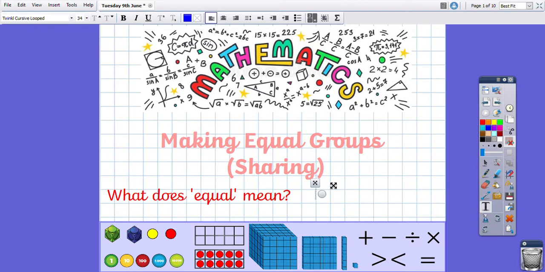Okay, so it means when things are the same size. If you've got groups that have all got the same thing, buildings that are all the same height, the same amount of people in a group, they are all the same.